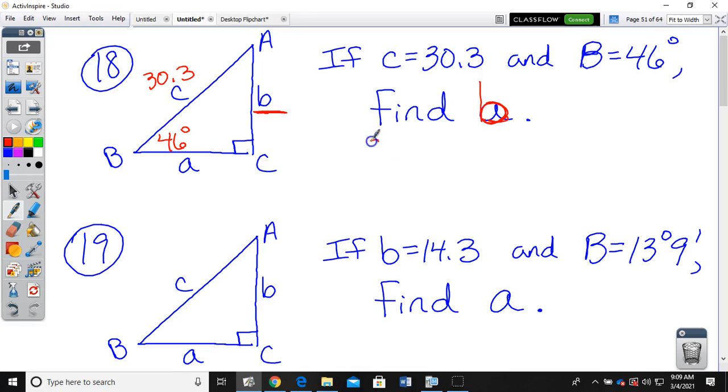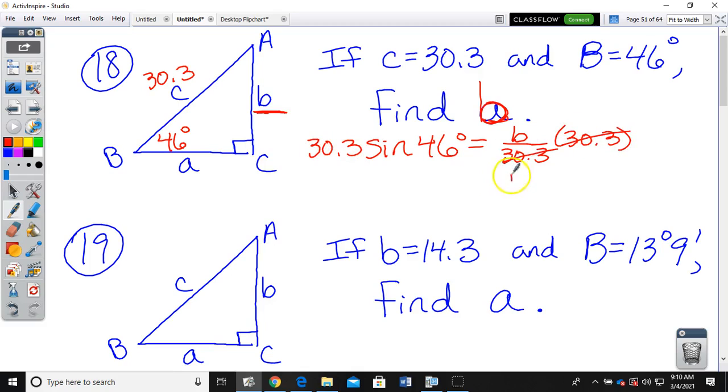Sine. So it's just the sine of 46 degrees equals the opposite side, which is B, over the hypotenuse, which is 30.3. I said 43, but it's the sine of 46. All right, sine of 46 equals B over 30.3. And then what do we do? One step. We do not flip it. We multiply by 30.3.